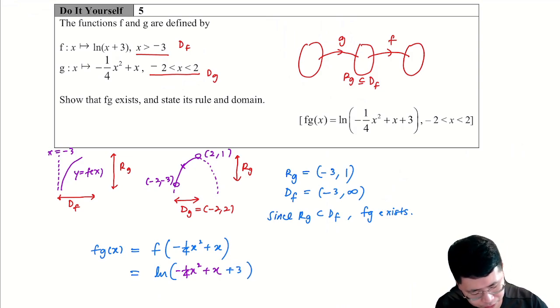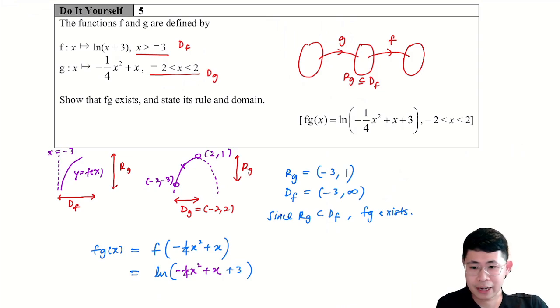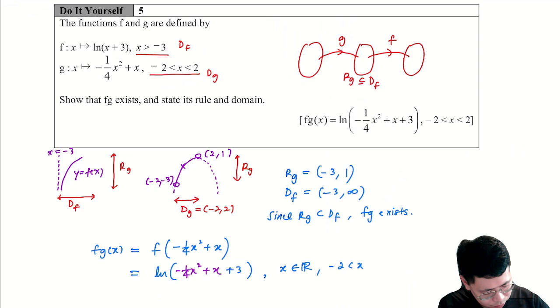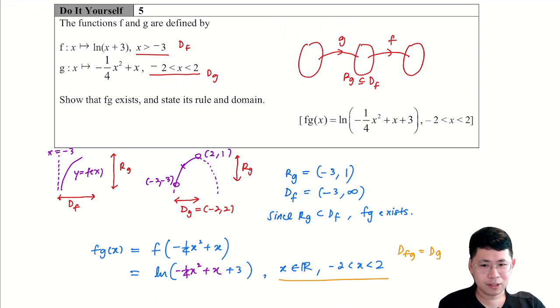Okay, so with this, this will form our expression for fg(x), and we will state the rule and the domain. So the domain would be following the domain of g, the domain of the first function. Once again, the domain of the combined function fg would be following the domain of the first function. So something for us to take note over here.